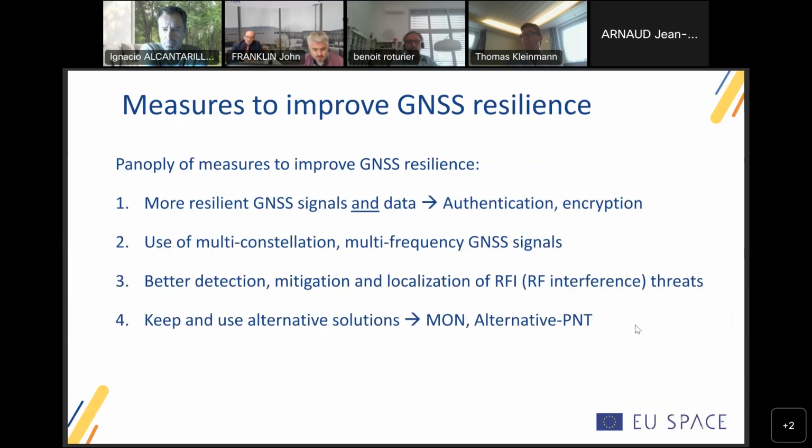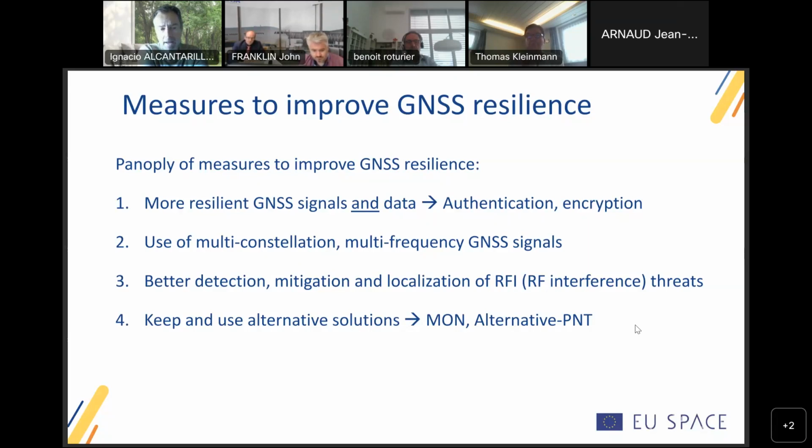The first one is to try to make the signals more resilient, and not only the signals, but the data. We will see that for this we have authentication and encryption. We also tend to, and will need to, use multi-constellation and multi-frequency GNSS signals. This is a clear recommendation from ICAO. We also have to better mitigate, detect, and localize the interference threats. This is typically a national prerogative, but it is also key in reducing the risks of disruption.